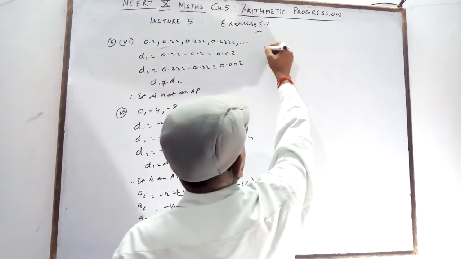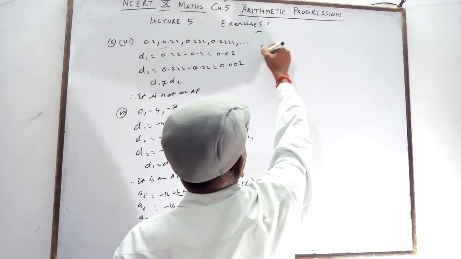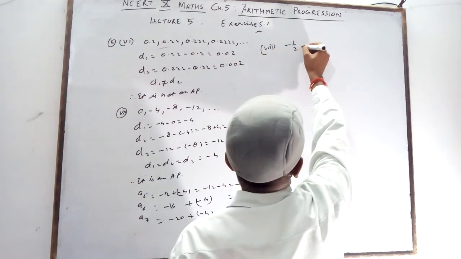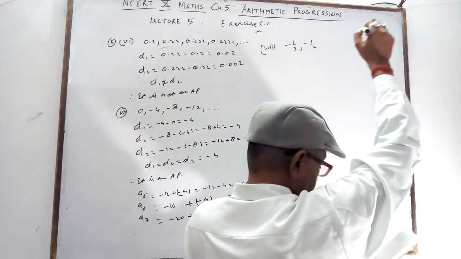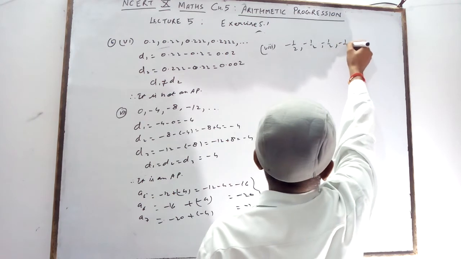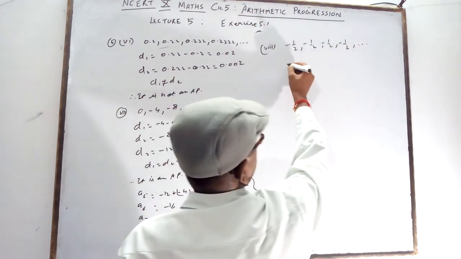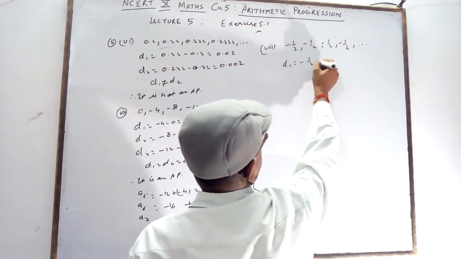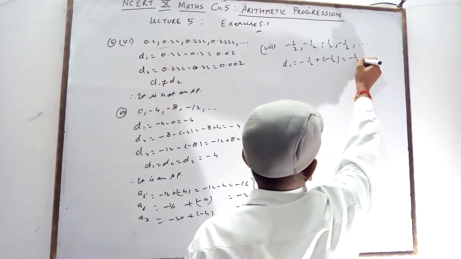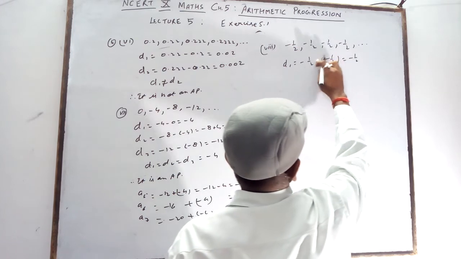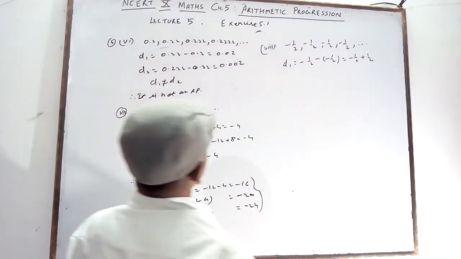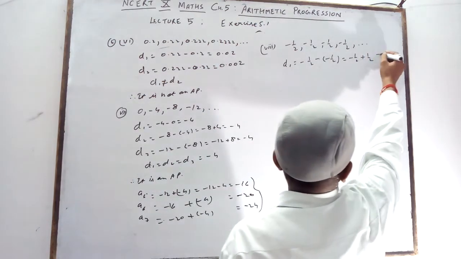8th part is given: minus half, minus half, minus half, minus half, minus half. So D1 is A2 minus A1, minus half plus half, so that will be 0.